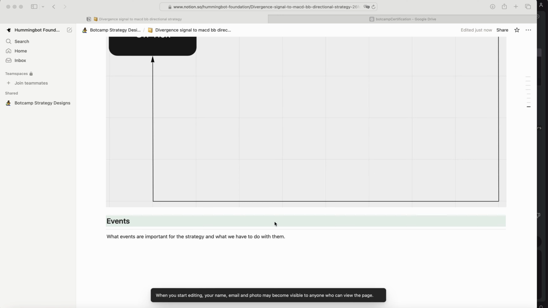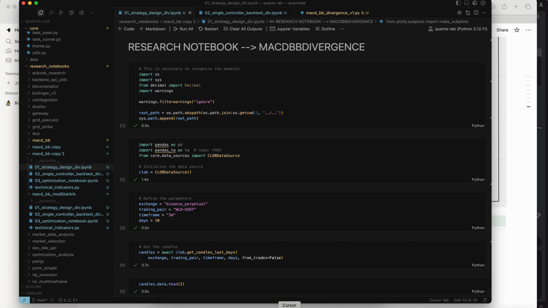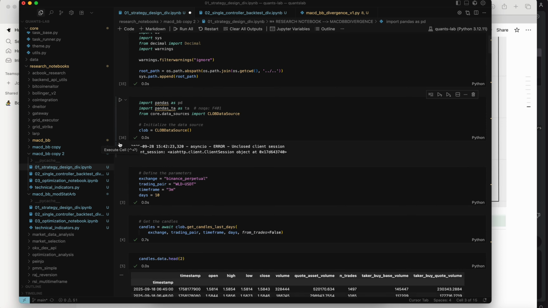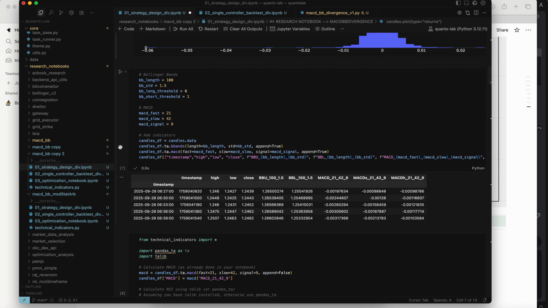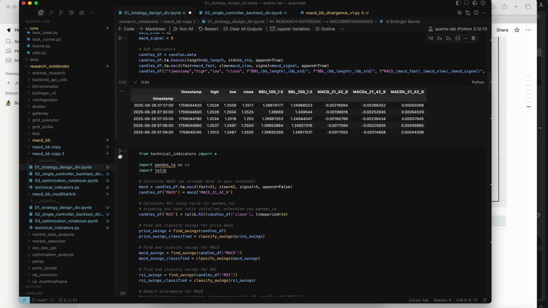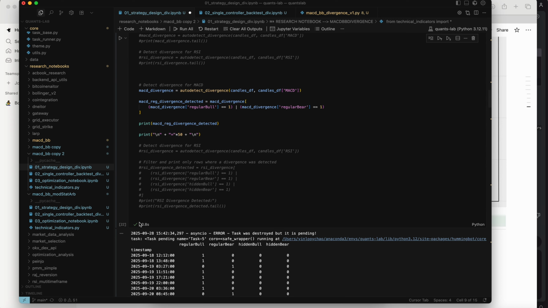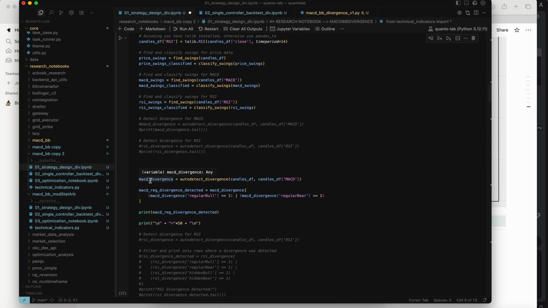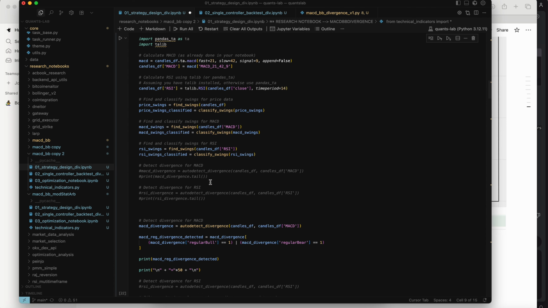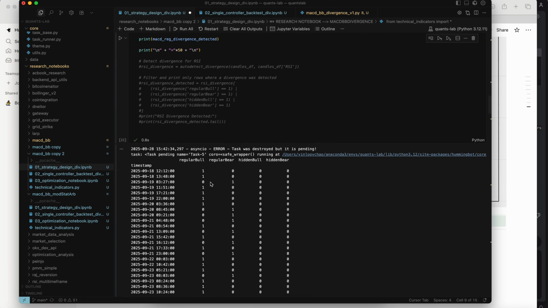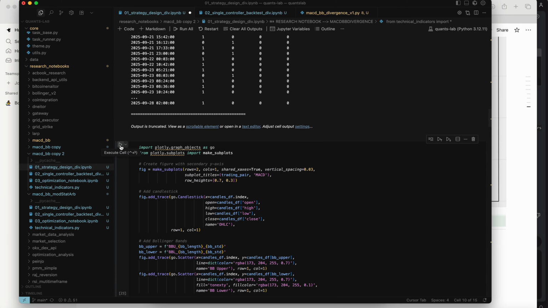Let us go look now at the code. So first we did the research notebook. So the strategy design, we just run a few of these cells. Candles data, candles plot, technical indicators. Here we calculate the divergence itself. So for the MACD divergence, we have a function that calculates it. And then we have to plot it out to have a look. So we just go down here.